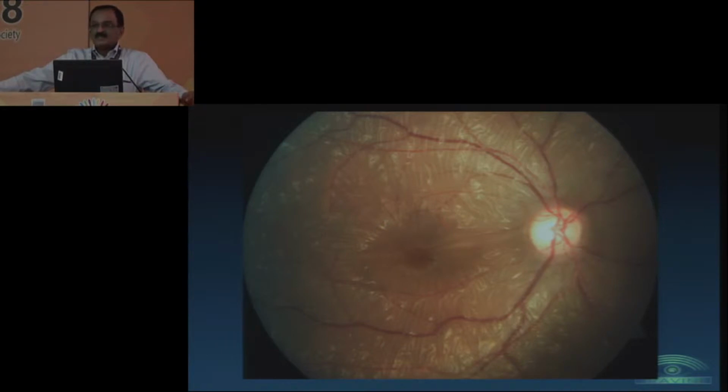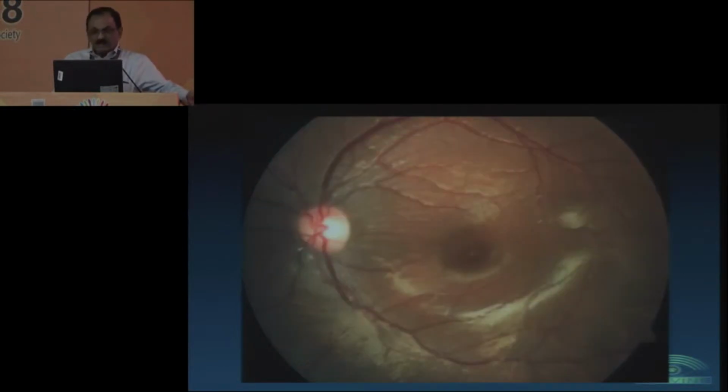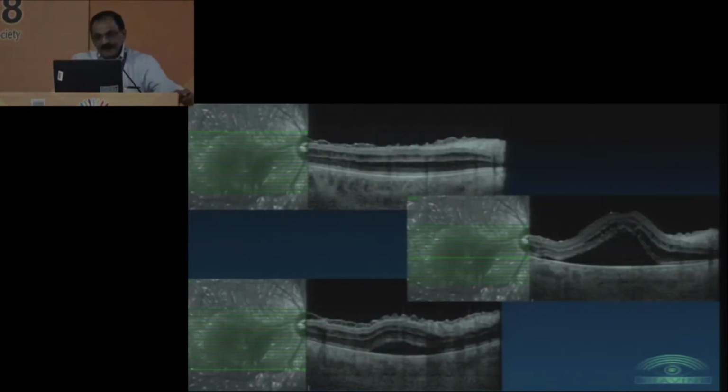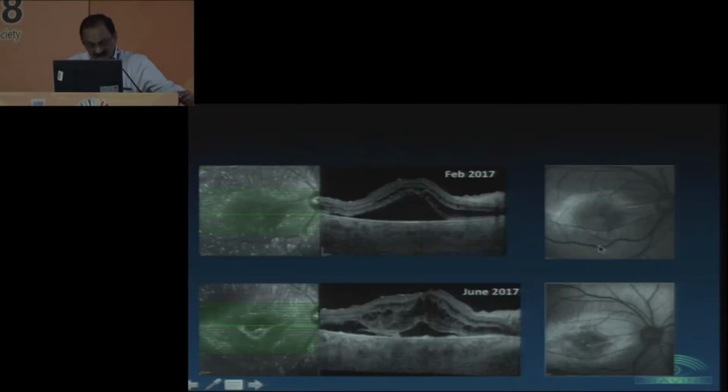Anybody? ERM, the first thing that comes to mind is an epiretinal membrane. Anything else? The other eye was absolutely normal. This is the OCT picture that shows multiple folds or membrane over the retina, and then there was some serous elevation. In different sections the elevation was quite high, and in fact with time, when the patient came in February versus in June, there was a lot of intraretinal edema that had set in.